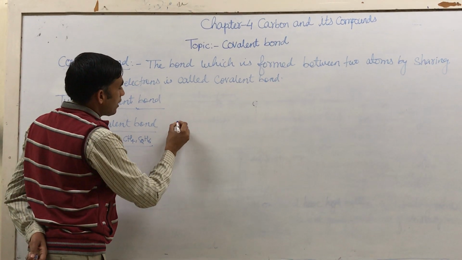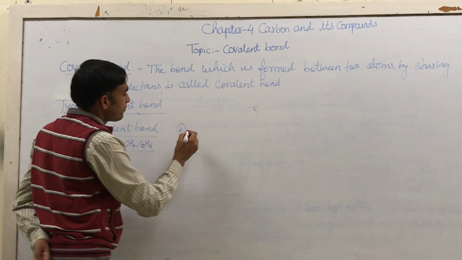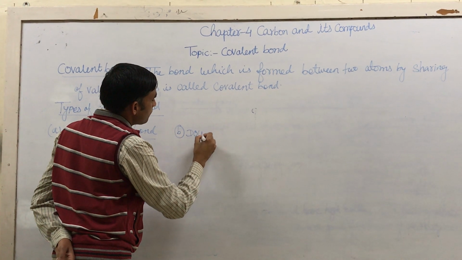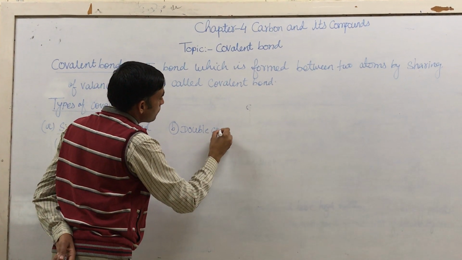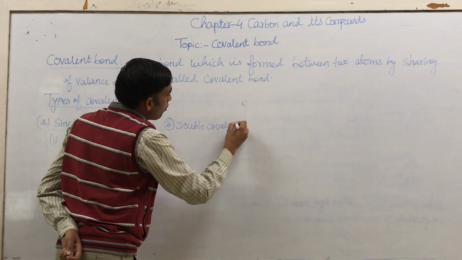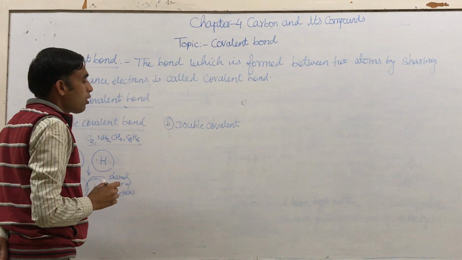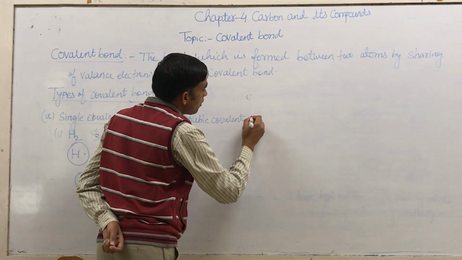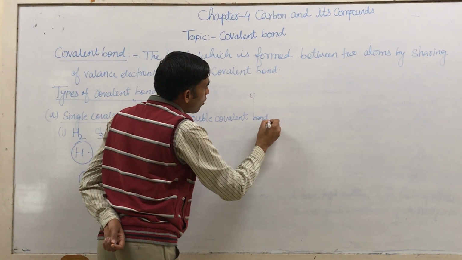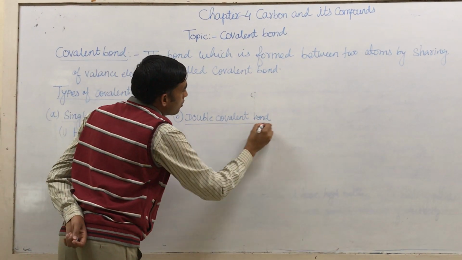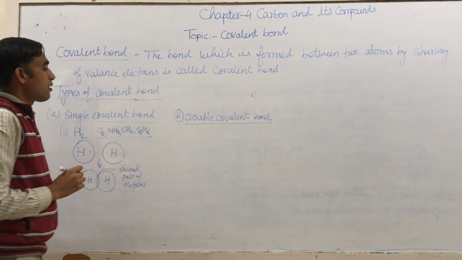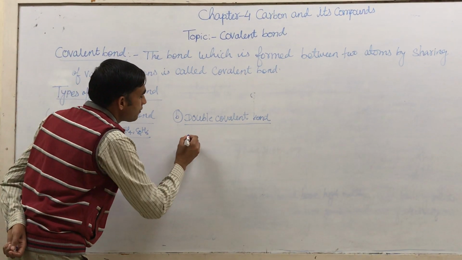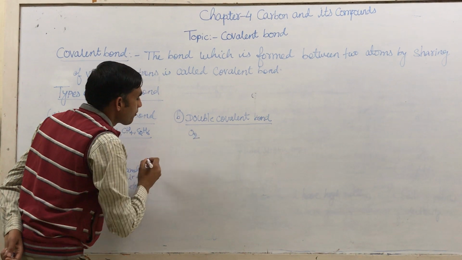Now we will take another, that is double covalent bond. If the bond formed between two atoms by sharing of two pairs of electrons, meaning 4 electrons, it is called a double covalent bond, and we can explain it with the formation of oxygen, O2.